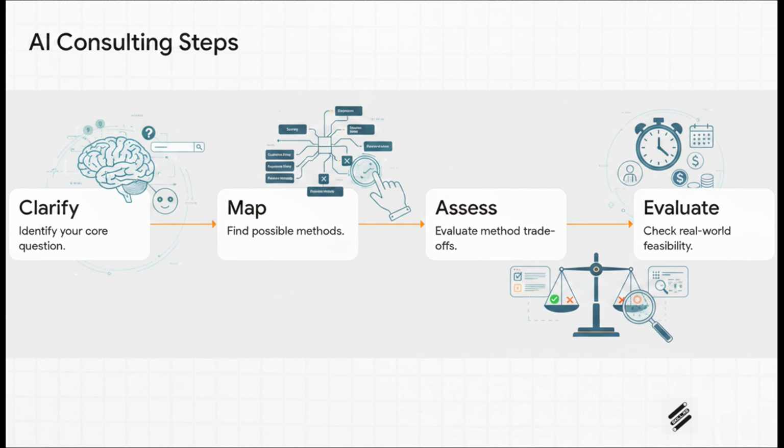With that risk in mind, here is the exact sequence you should use to architect your research. First, clarify your core question. Hand AI your vague topic and ask it to generate specific exploratory, descriptive, and confirmatory questions. Second, map possible methods. Ask, for this specific question, what approaches could work? Third, assess the trade-offs. Ask the AI what each method would reveal and, importantly, what it would miss. And fourth, evaluate feasibility against your actual real-world constraints.